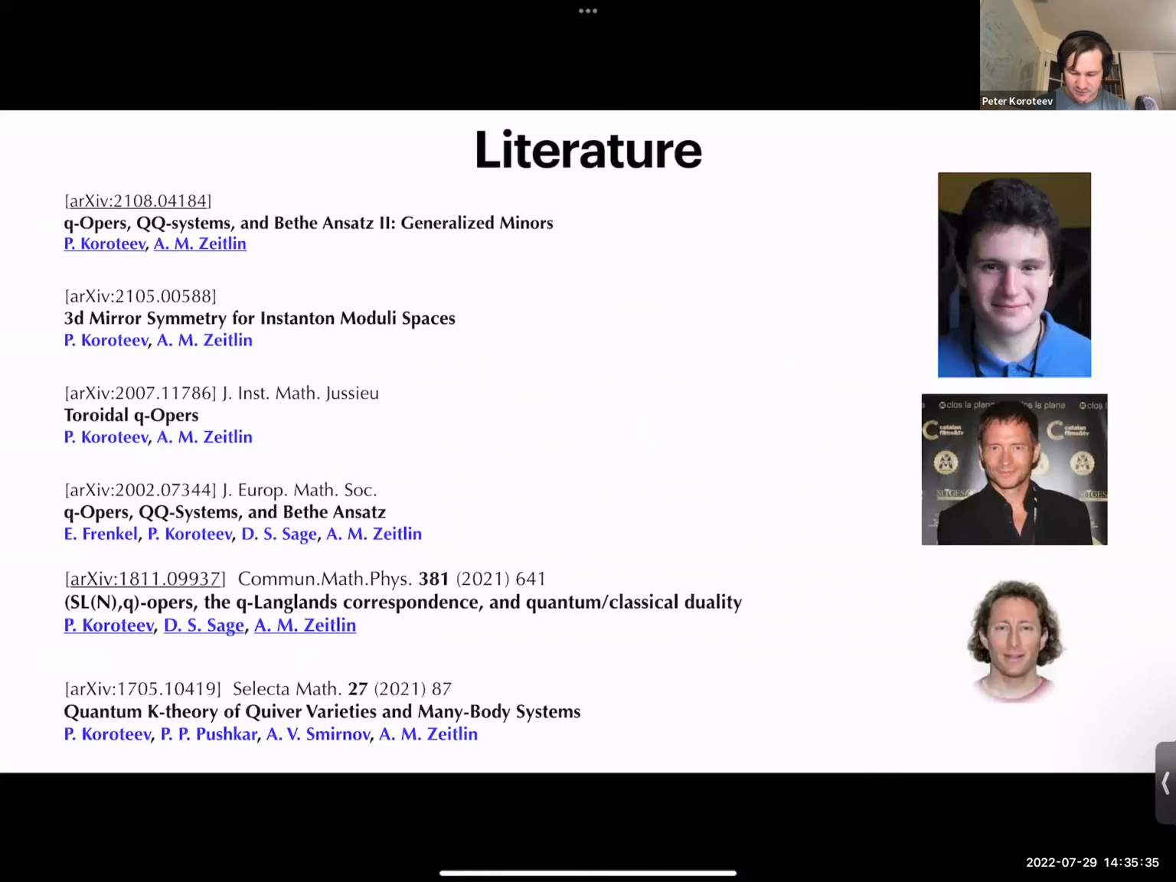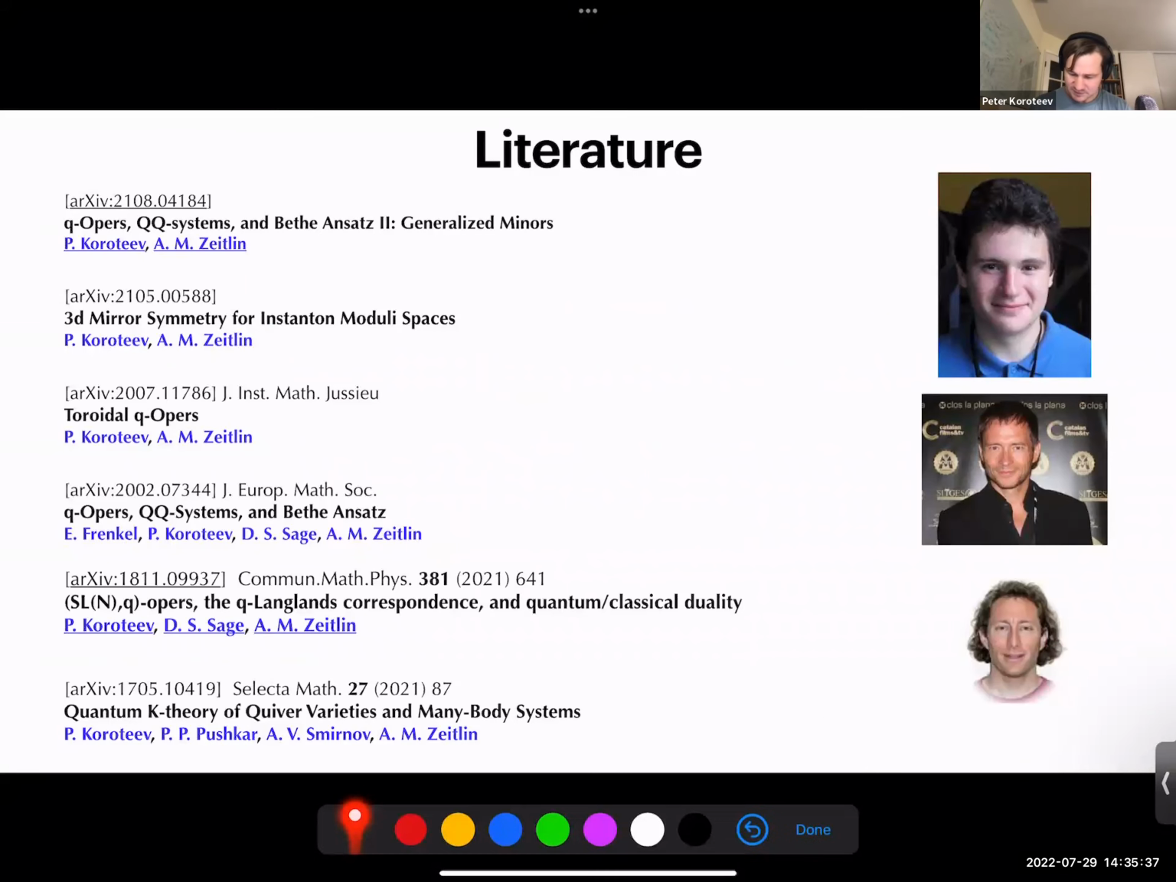So there's a project we've been working on with these people: Anton Zeitlin, Edward Frenkel, who is apparently at the Cannes Festival, and Daniel Sage. Dan and Anton work at Louisiana State University, and Ed is at Berkeley. We have a series of papers in the last 4 or 5 years or so, where we gradually develop this geometric approach to integrable systems.